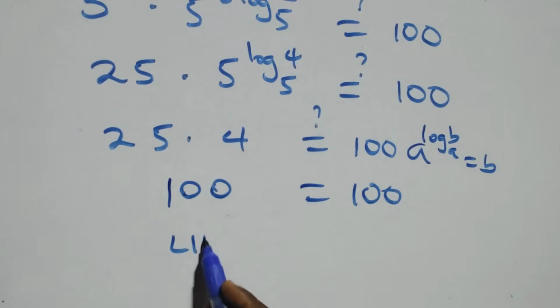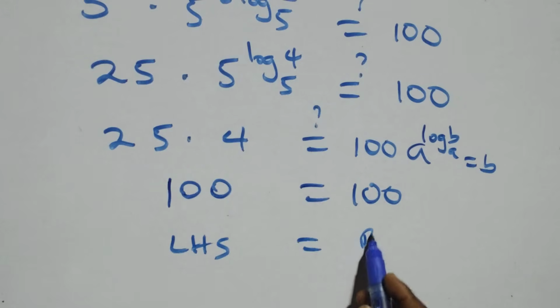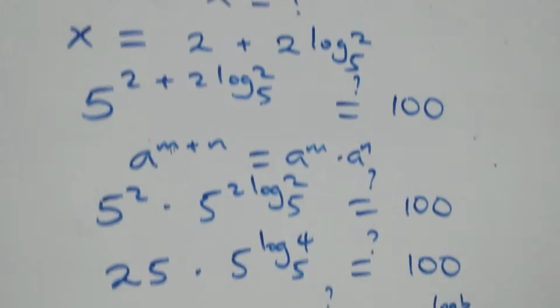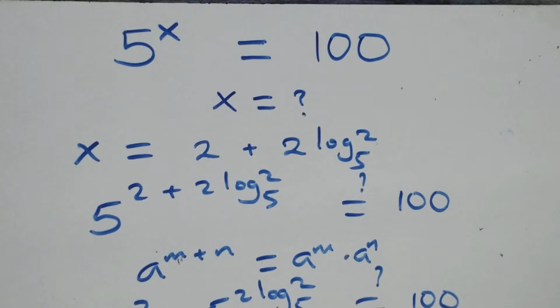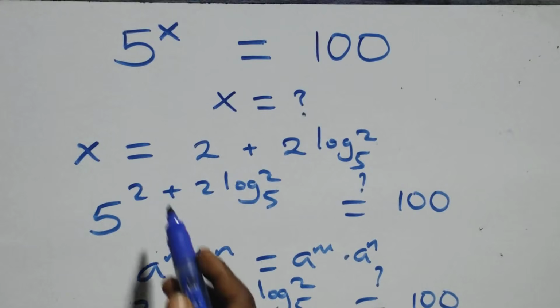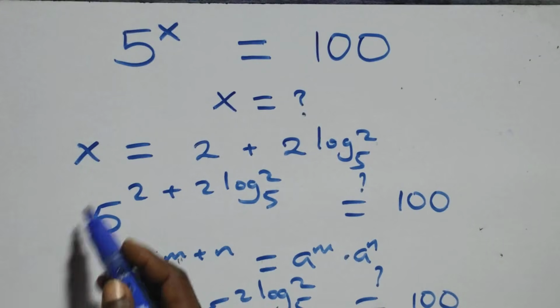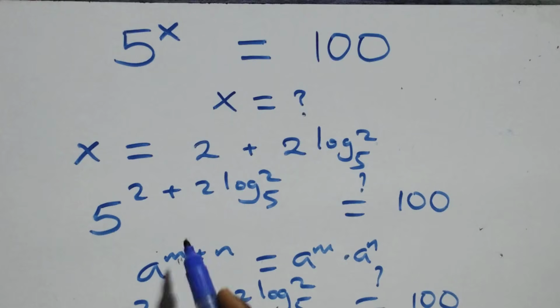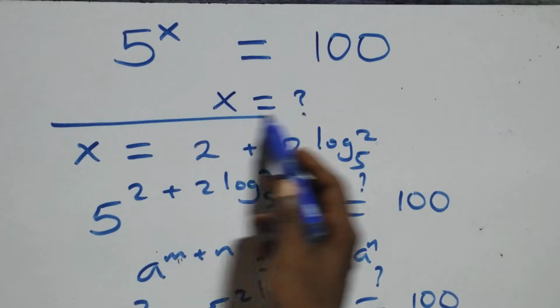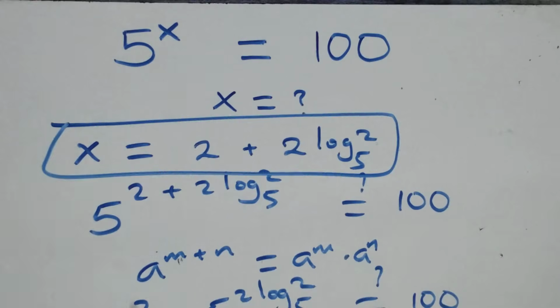Left hand side equals the right hand side, and therefore we conclude that x equals 2 plus 2 log 2 base 5 satisfies this given problem.